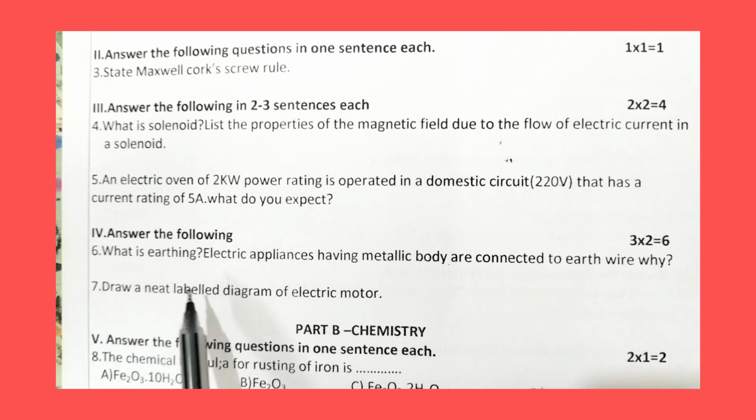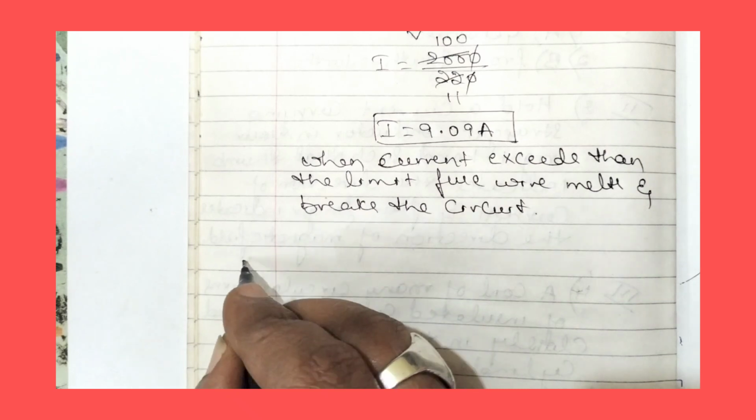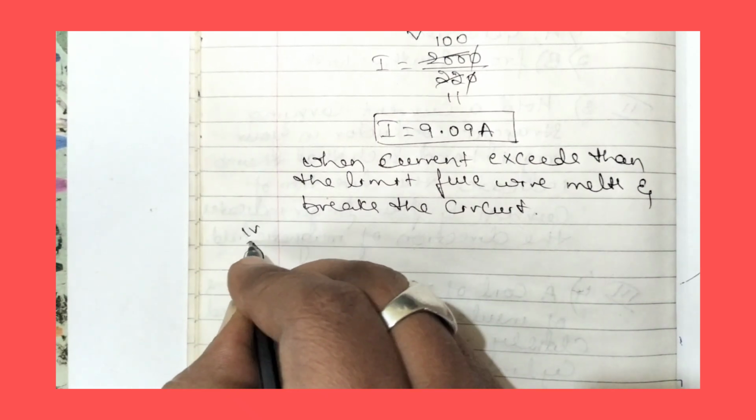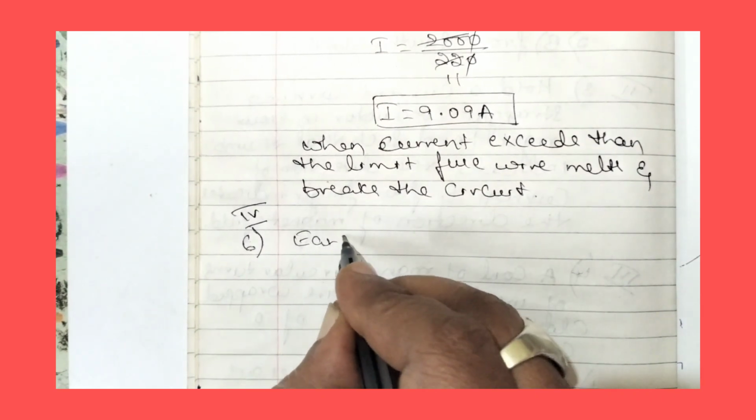What is earthing? Electrical appliances having metallic body are connected to earth wire. Why? So let us answer both the questions. Now this is the sixth question and this is fourth main. So what is earthing? Earthing is a safety device.